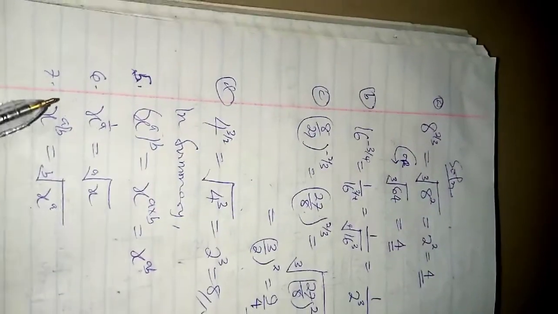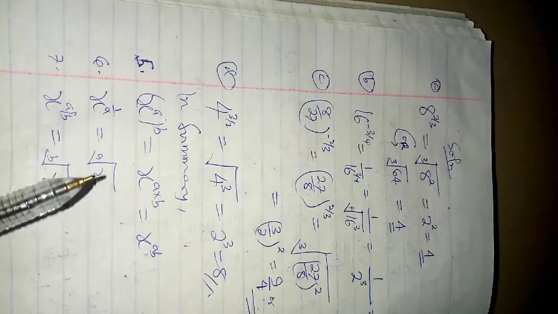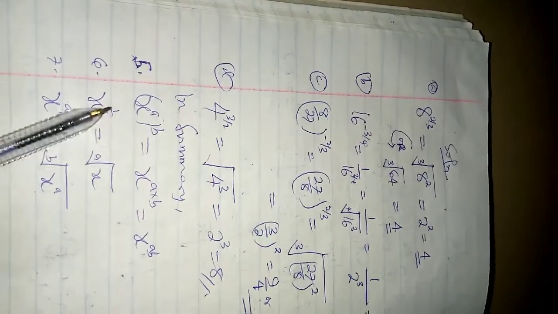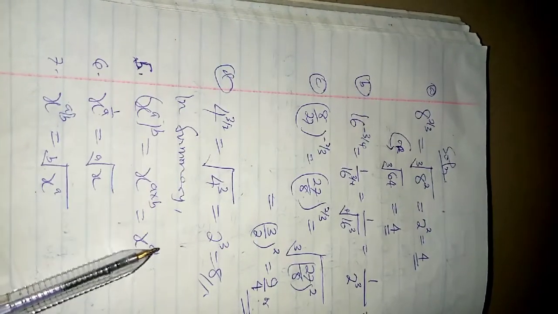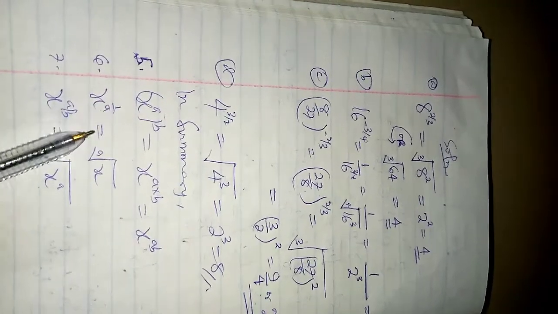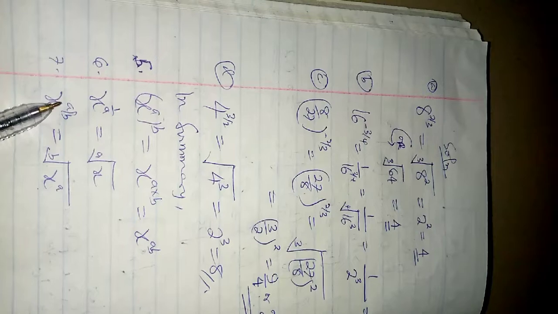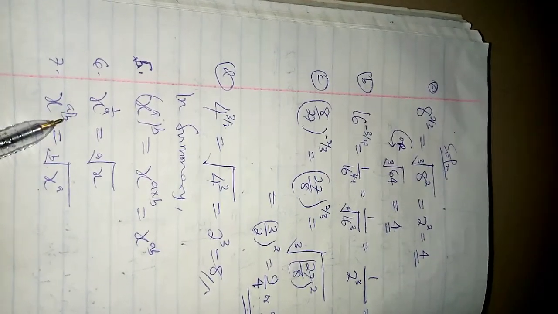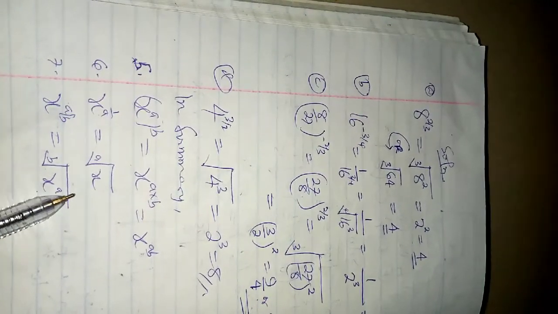So in summary, the 3 new laws that you are to add to the first 4 now are: x raised to power a, all raised to power b, is x raised to power a times b, which is x raised to power ab. X raised to power 1 over a is the a root of x. And x raised to power a over b is the b root of x all raised to power a.